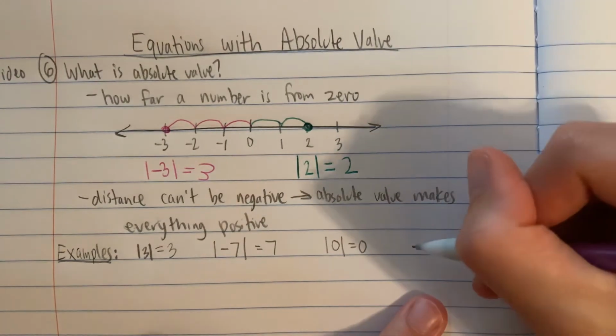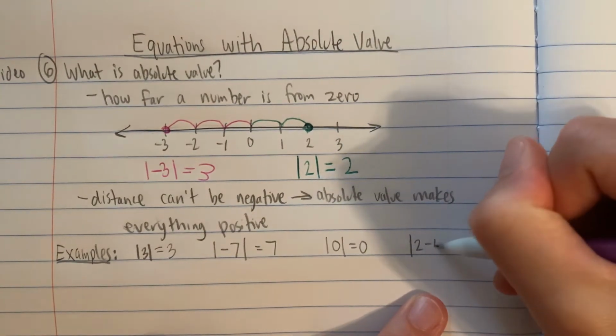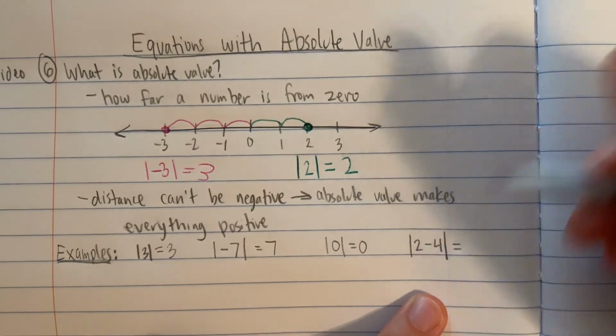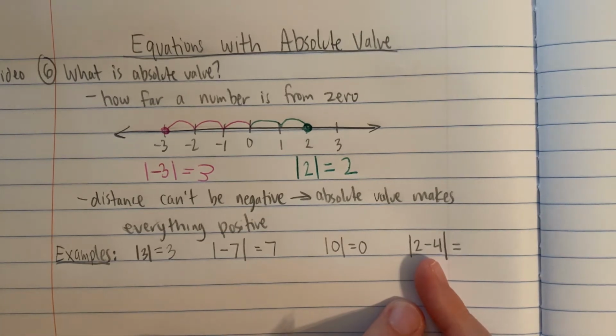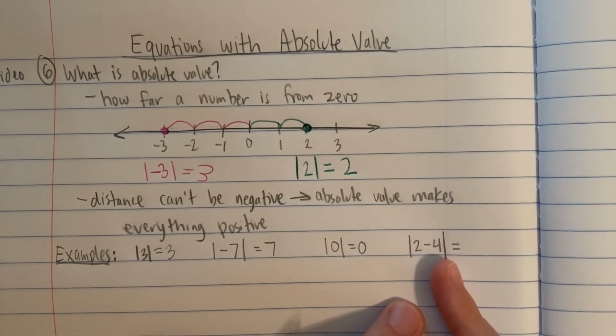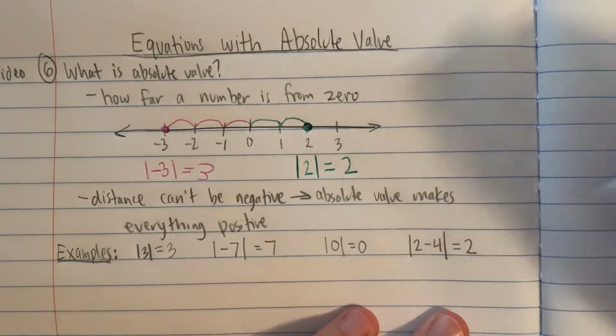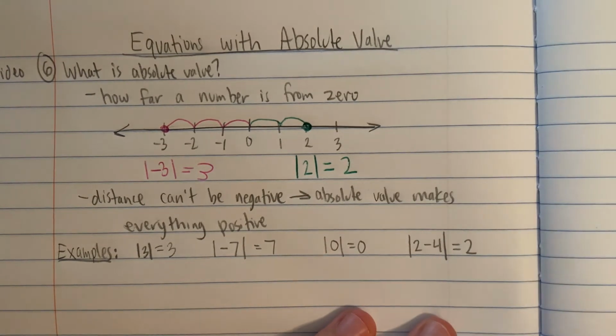Okay, and then what if I have an expression inside an absolute value sign, like this? What's that? Well, let's see. This is 2. So absolute value is also a grouping symbol, right? So I would do the math in here first. So 2 minus 4 is -2. But then the absolute value makes it positive. Makes it positive 2. Okay?